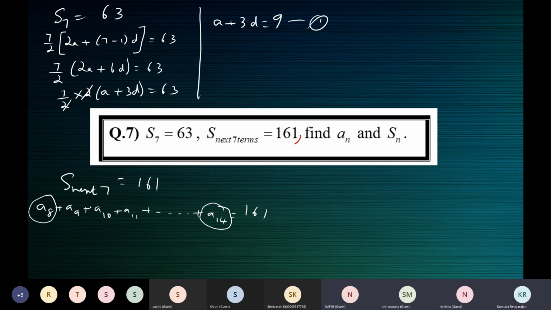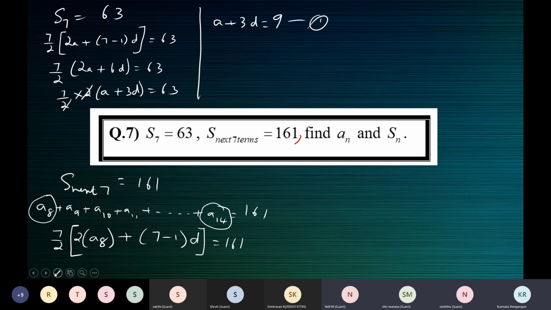So n by 2. How many terms are here? For the first time, it might sound difficult. Let me finish it. How many terms are here? There are 7 terms. So 7 by 2 of 2a, 2a meaning 2 into the first term here, which is A8, plus n minus 1, 7 minus 1, into the common difference. We don't know the common difference. Is equal to 161. Let me tell you again.